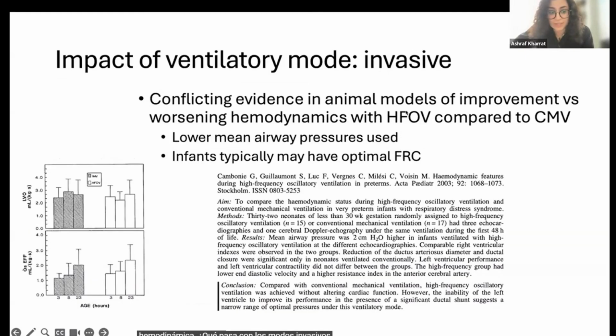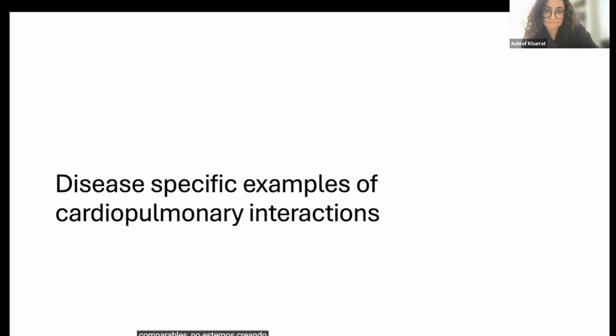What about invasive modes of ventilation? Well, there are some earlier animal studies that looked at conventional versus high-frequency ventilation and found that there are maybe some differences in cardiac outputs based on the mode of ventilation. But this human preterm study was a trial that compared infants on conventional ventilation and high frequency and found no differences in cardiac outputs and other hemodynamic parameters between the two. There was slightly higher mean airway pressure used in the high frequency group. So probably as long as the mean airway pressures are comparable, we're not creating massive hemodynamic changes with the mode of ventilation.